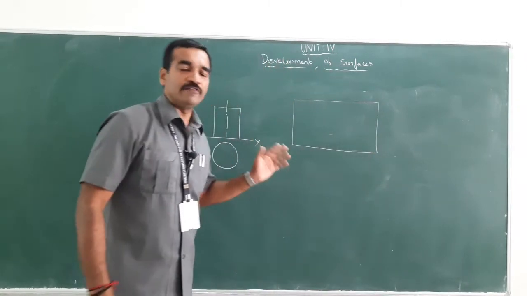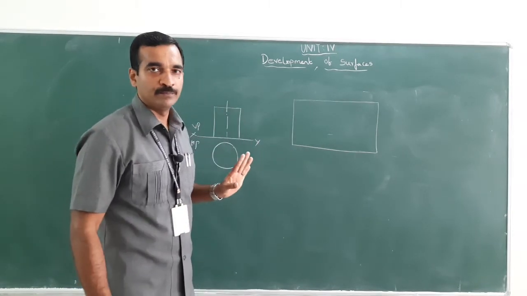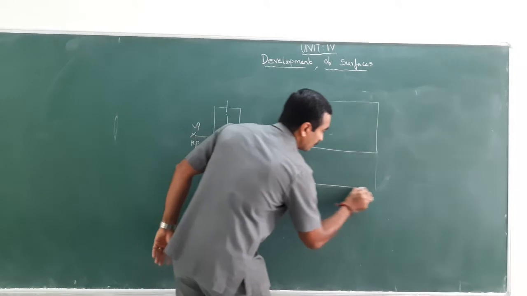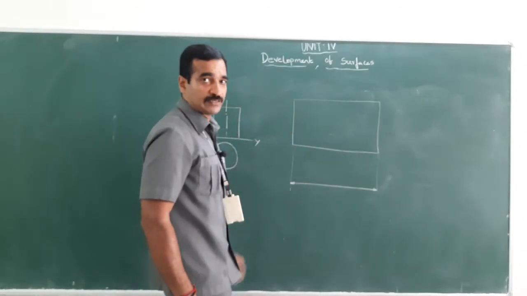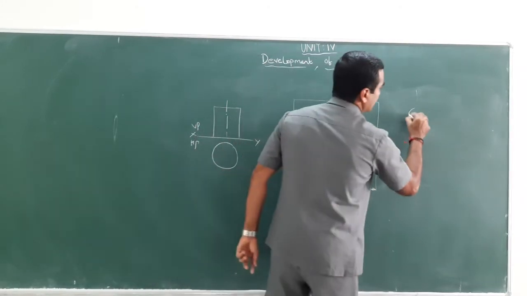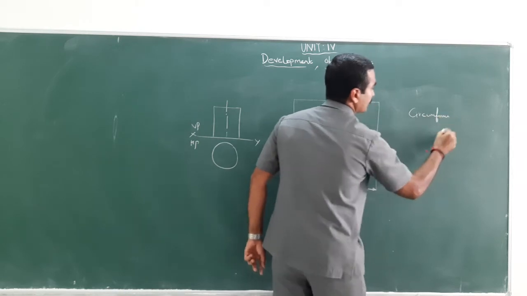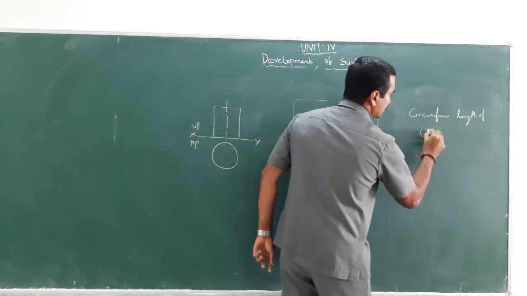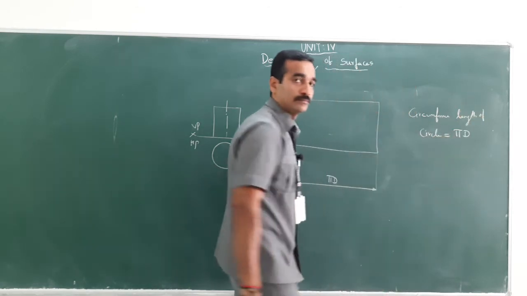Since it doesn't have any edges or corners, you could see only the rectangular shape. What would be the distance? This is the circumference length of the circle. That is nothing but pi d. Circumference length of circle formula is pi d.